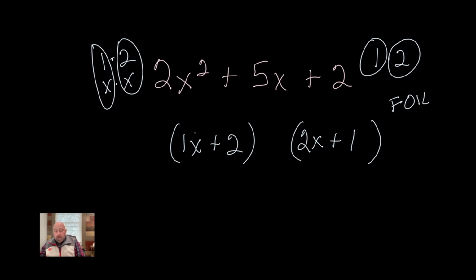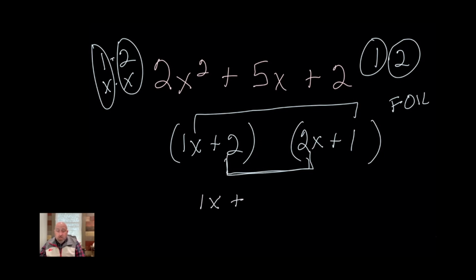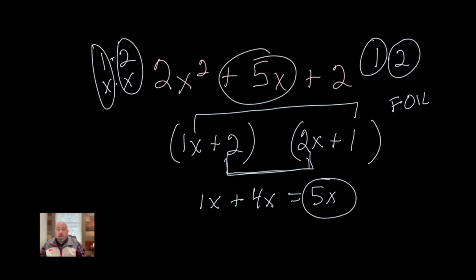All right, so here we go. We have the outers, and then we have the inners. The outers, 1x times 1 gives me 1x. And then we add the inners. 2x times 2 gives me 4x. 1x plus 4x is going to equal 5x. Bingo. There we go. We got it. 5x is in the middle, and that is what we have.